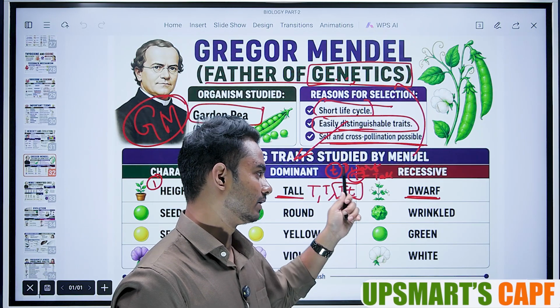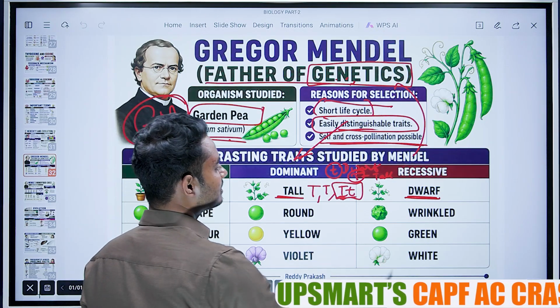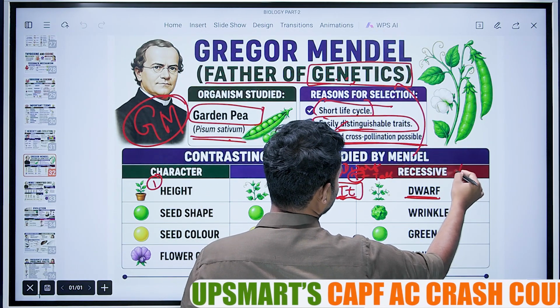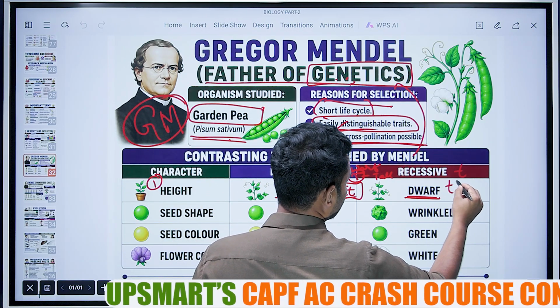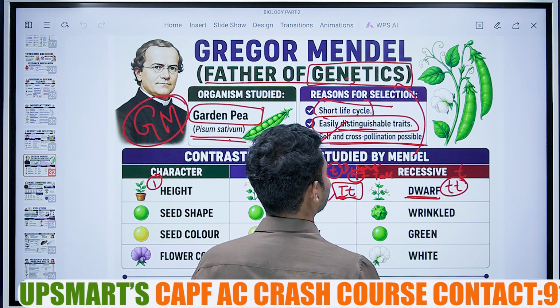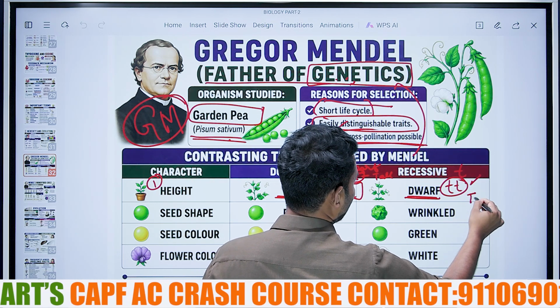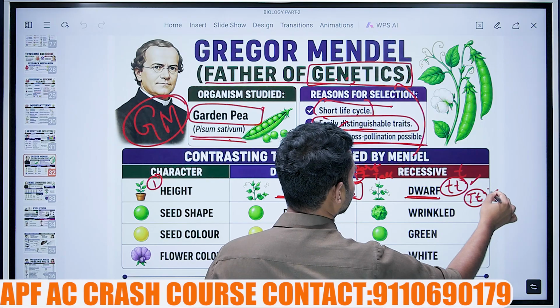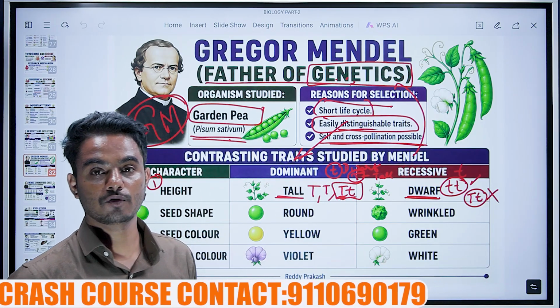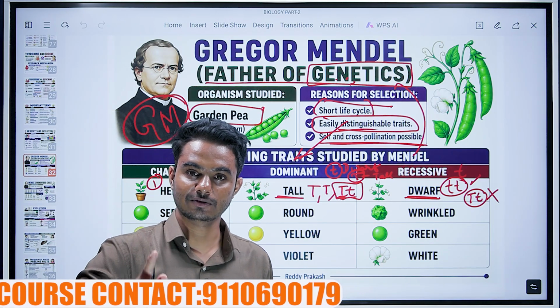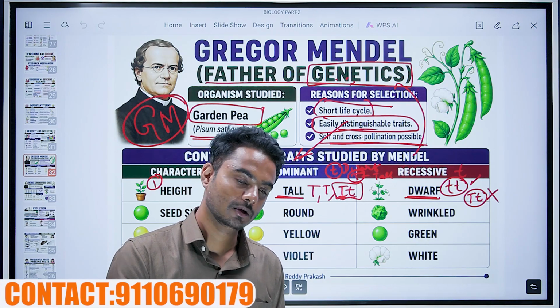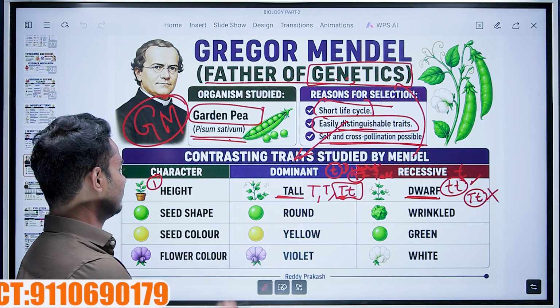Okay, capital T, small t. And the recessive one is dwarf. It should have small t, right? So the allele should be tt. This is right. If it is capital T, small t, then this is not right, because as I told you, the powerful one will suppress the smaller one. Okay, that is how it is. That is one, the height.